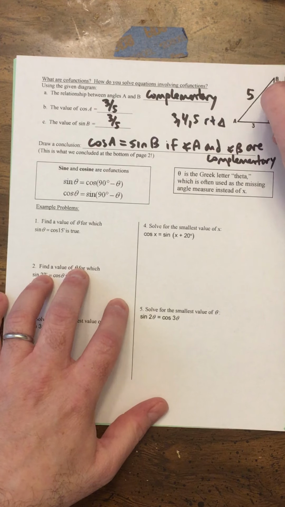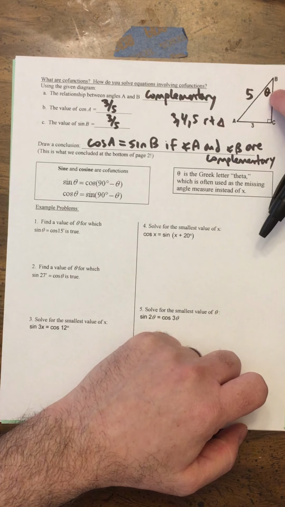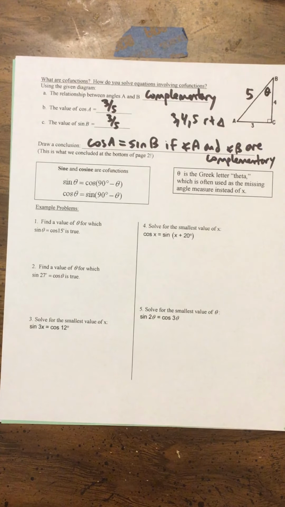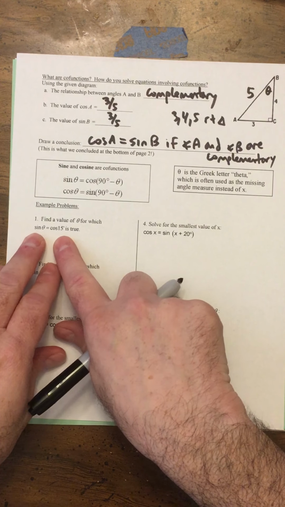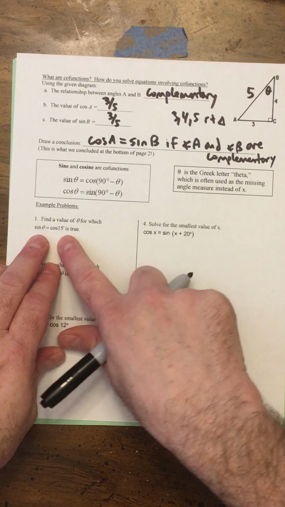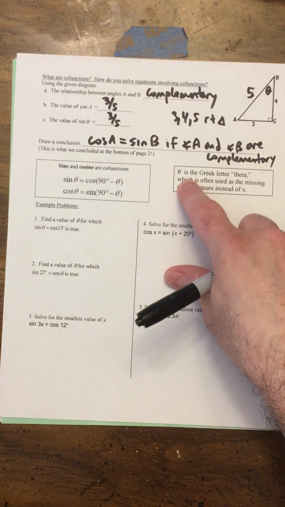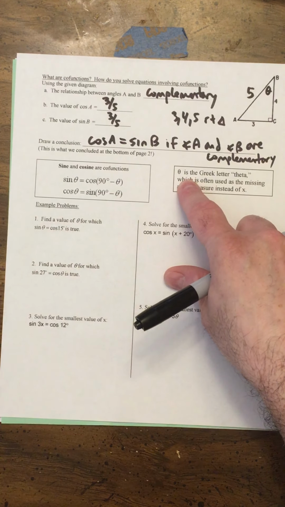Like for example, if we wanted to find that missing angle, instead of putting an X there, we might put a theta there, because usually in trigonometry we'll use that theta to represent the missing angle. Okay? So what I want you to notice is, take a look at this first question. Sine of theta is equal to cosine of 15. What would be the value of theta?